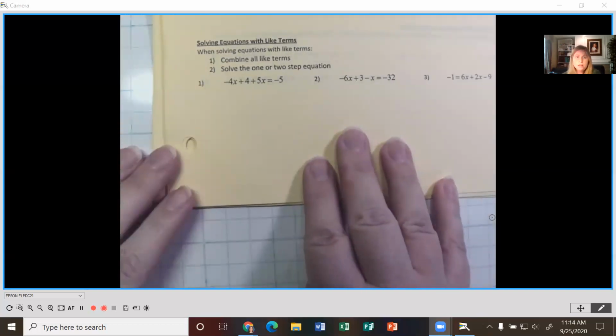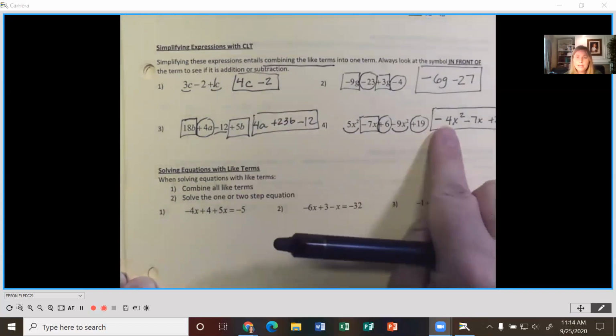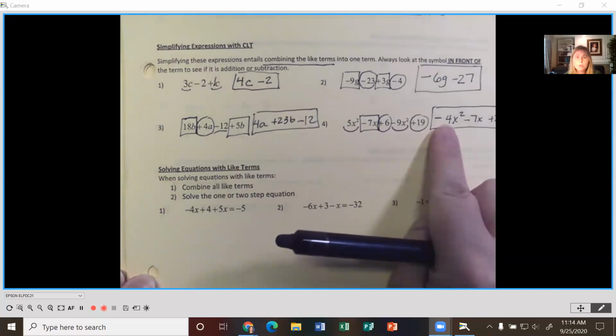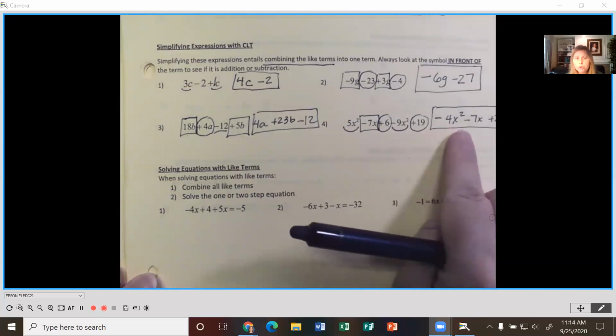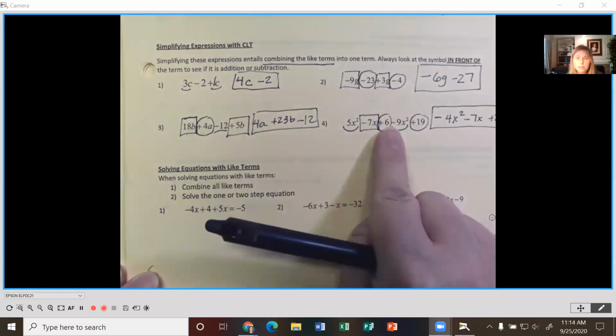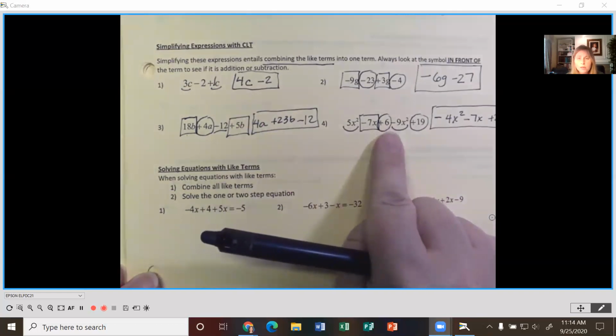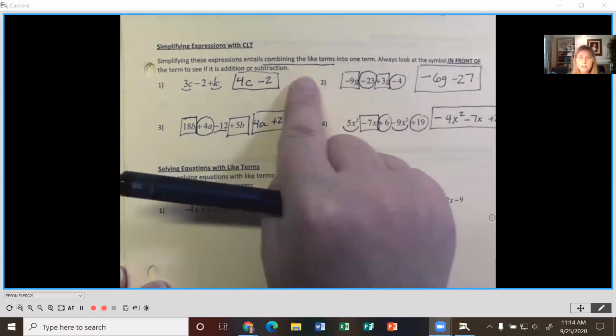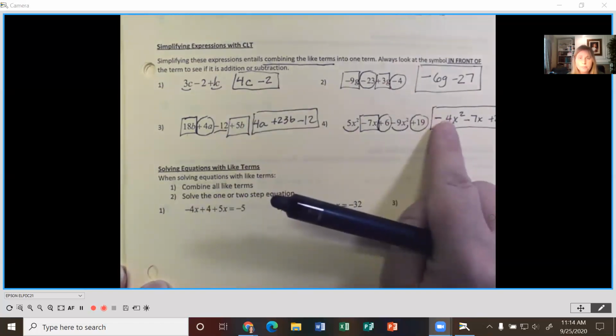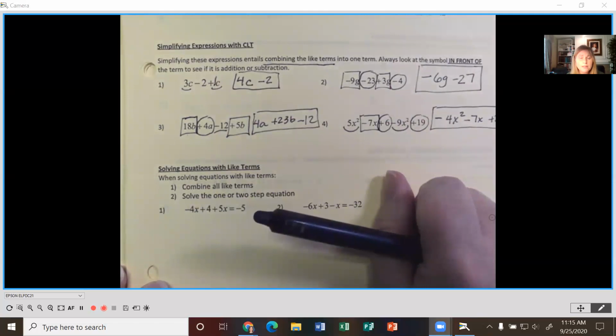All right, now that we've had some practice with combining like terms, we're going to take the two skills that we've learned most recently, combining like terms from today and solving equations from last week, and combine them together. When we're solving equations, the first thing we want to do is get that equation as simplified as we can by combining like terms. Then once we have it simplified, we will use the order of operations in reverse to solve. So we'll always simplify first, then we will solve.